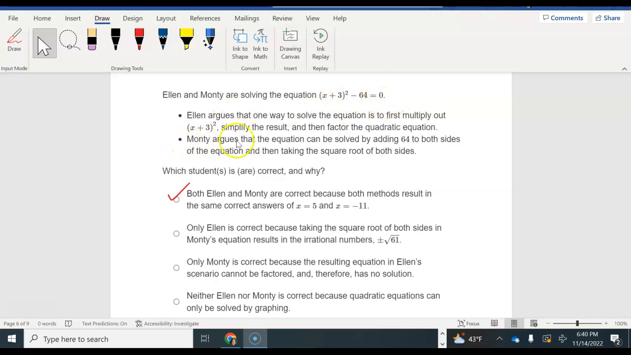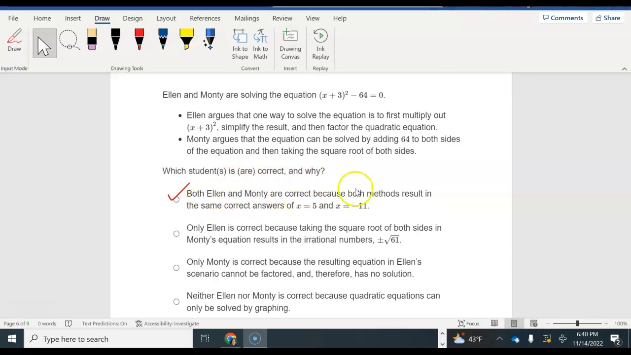All right. Monty argues that the equation can be solved by adding 64. So this is minus 64 if you add 64. And then take the square root of both sides. Take the square root, you get a plus minus answer, and that would work as well. So it says which students is or are correct and why.